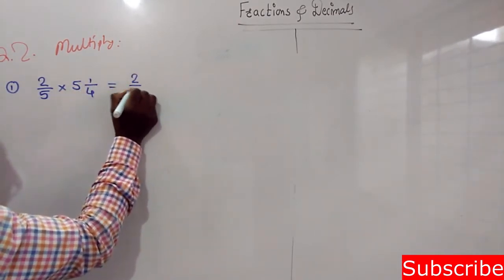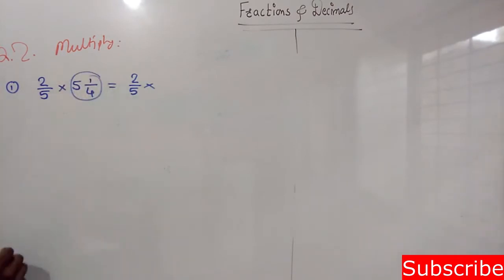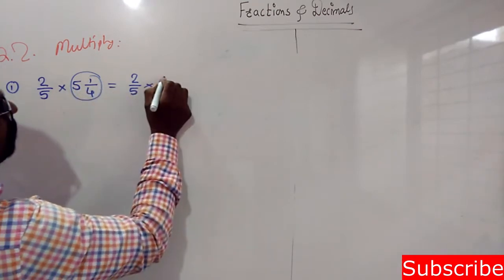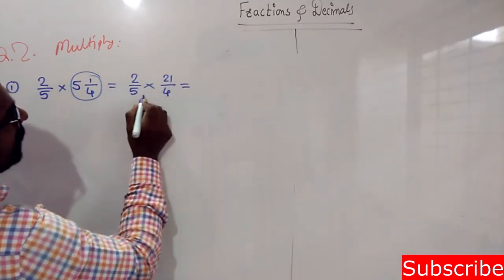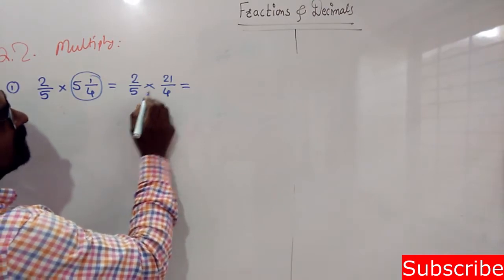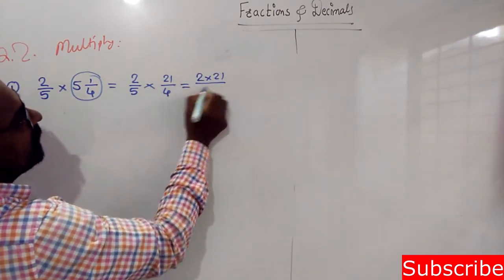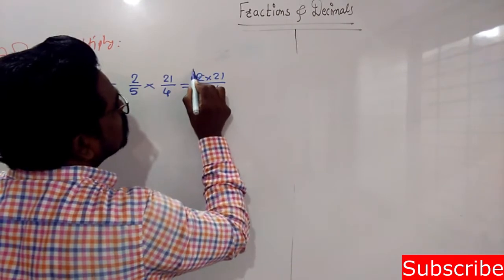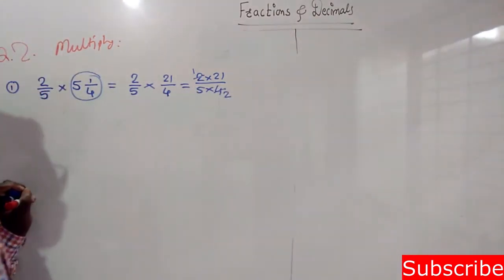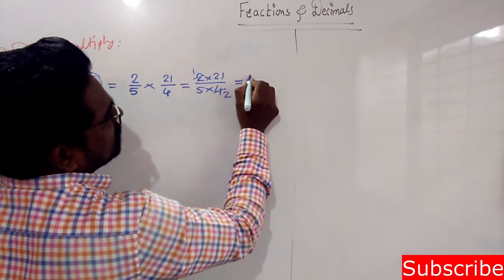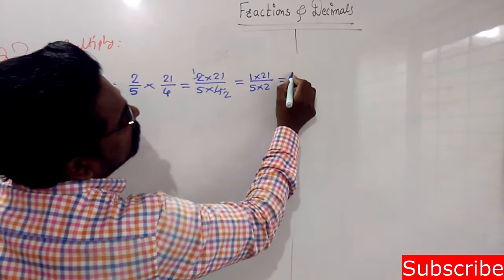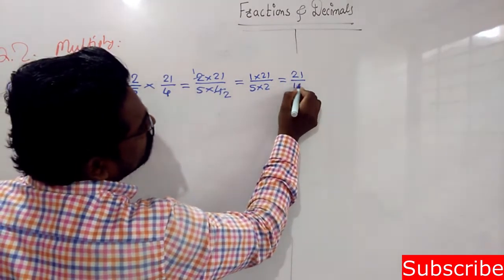So it is equal to 2 by 5 into, how can we write this mixed fraction? 5 4s are 20, 20 plus 1 is 21, 21 upon 4. Okay, no problem. And now we need to do multiplication. So 2 into 21 divided by 5 into 4. Now is there any common factor between numerator and denominator? Yes, these 2 1s are 2 and 2 2s are 4. Okay, fine. So can we write in this way? 1 into 21 divided by 5 into 2. So it is equal to 21 1s are 21 divided by 5 2s are 10.